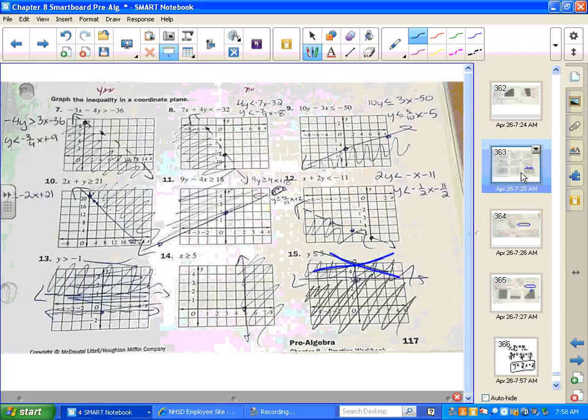Okay, 11. You should have started at 2, which is right here, and then gone up 4, 1, 2, 3, 4, over 9. It's just going to be off the graph a little bit. Up 4 over 9 is right there. If you do the opposite point, 1, 2, 3, 4, down 4 over 9 is somewhere over there.